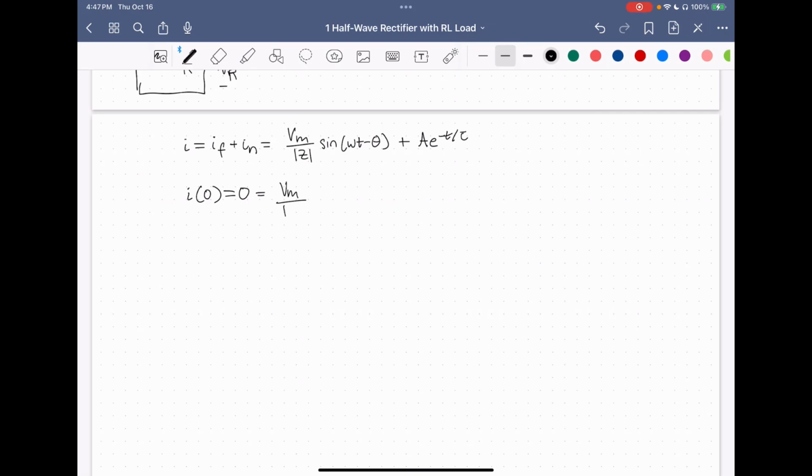So Vm over magnitude of Z sine omega t is 0, so then we're just left with negative theta plus Ae^(-t/tau). So it's just going to be Ae to the 0, and Ae to the 0 is just 1.